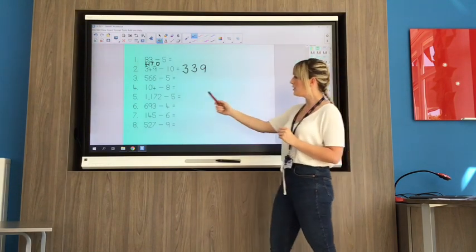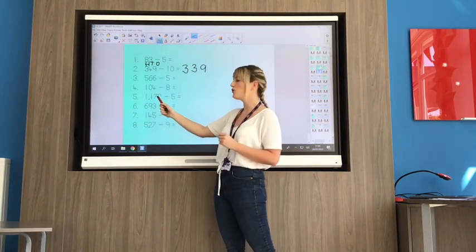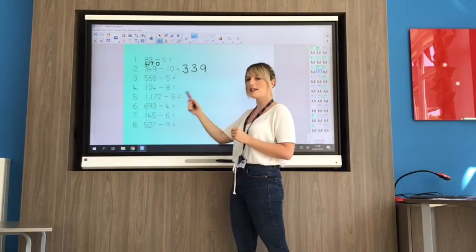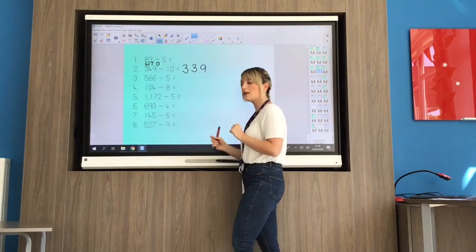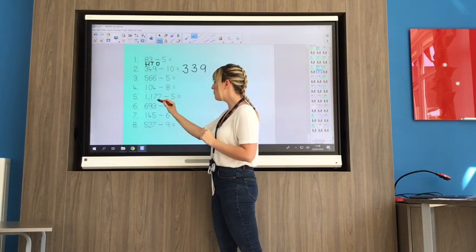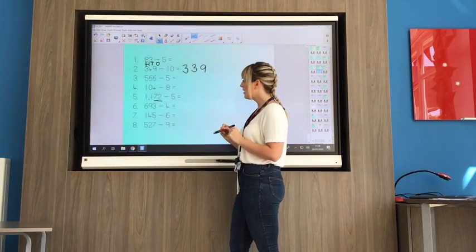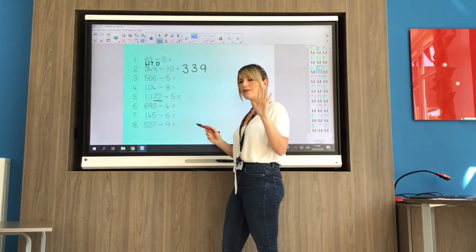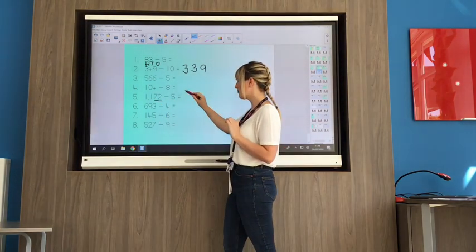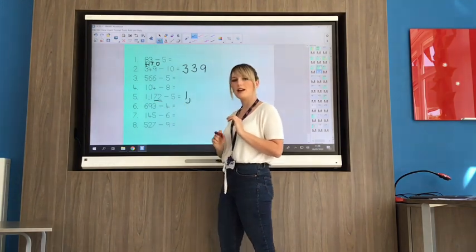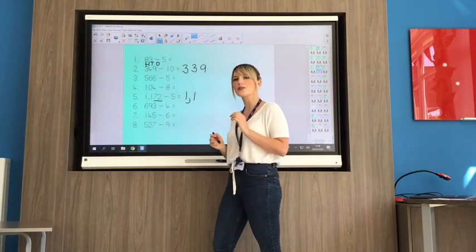Okay, let's look at number 5. We've got a 4-digit number here: 1,172. Now I'm taking away 5. I know that 5 is a bigger number than 2, so not only is my 1s going to change, but my tens column will probably change too. I'm only subtracting 5 though, so I know that my thousands isn't going to change. I'm still going to have 1,000. And I know my hundreds column isn't going to change, so I know I'm going to have 1,100 and something.